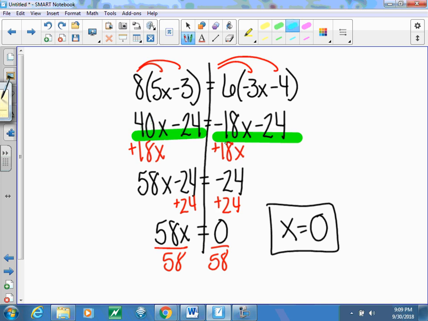And all of a sudden I notice I've got x's on both sides. I'm bringing everything over to the left. And so to get rid of the -18x, I add 18x to both sides. And now I'm at 58x minus 24 equals -24. To get x by itself, I need to take a look at that third wheel part and get rid of that. So I add 24 to both sides.